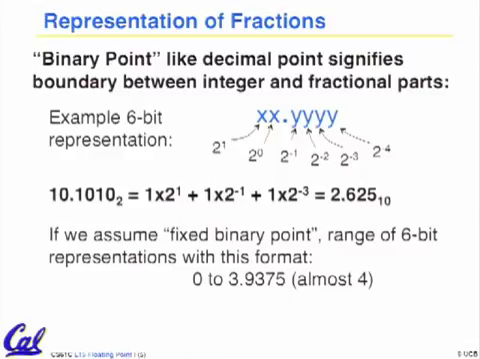If I always freeze the point there, and I'm going to give you 6 bits, but you and I have an agreement that there's a fixed point after the first 2 bits, then I'm going to be able to represent numbers from 0, unsigned here, of all zeros, to 3.9375. How close is that to 4? Anybody?